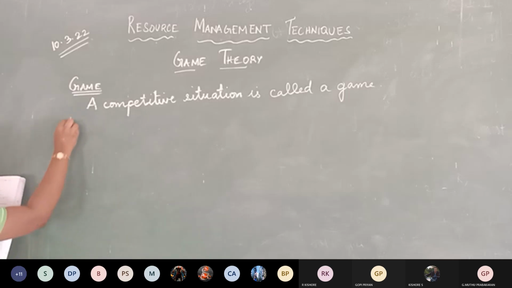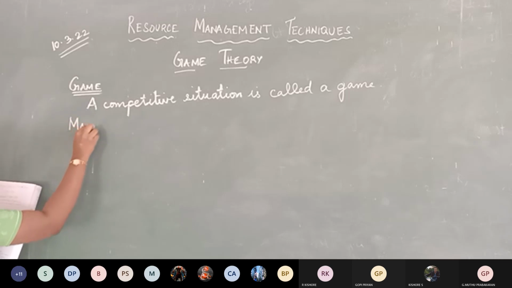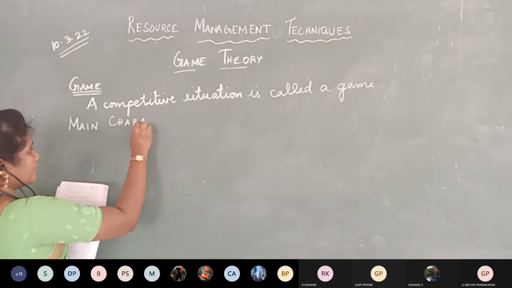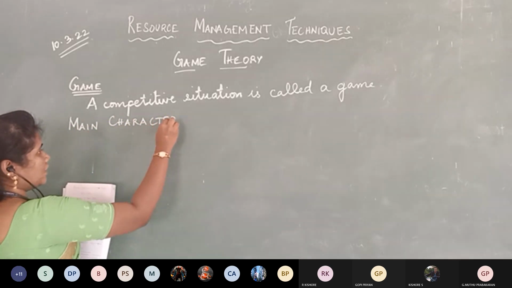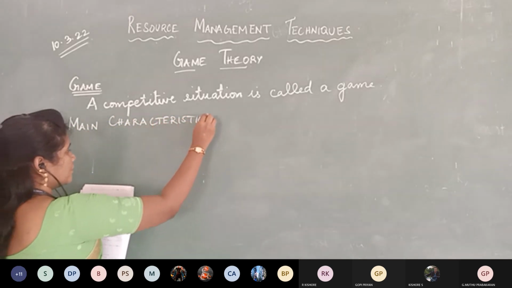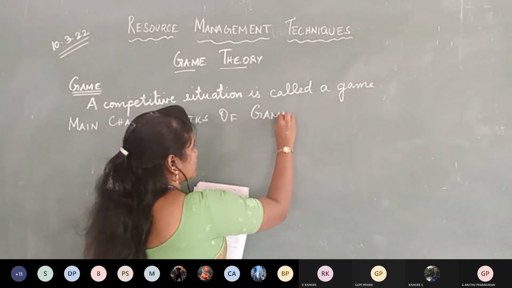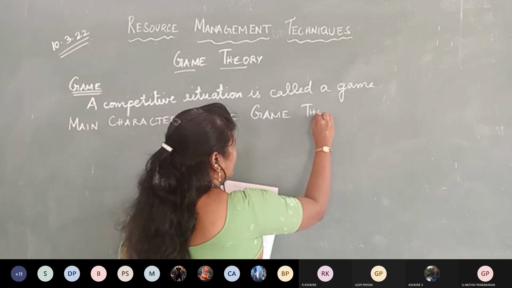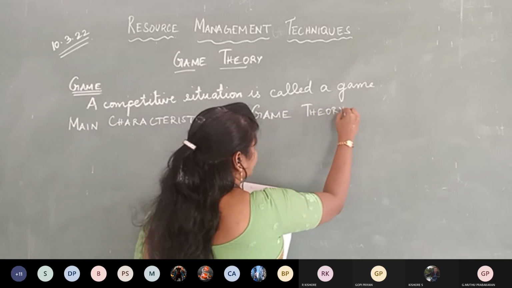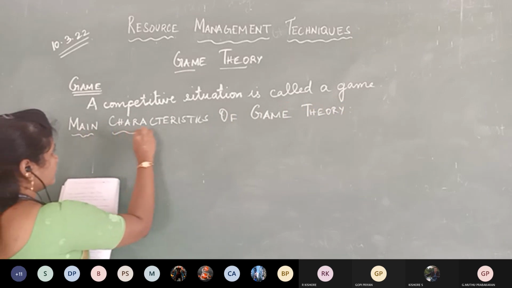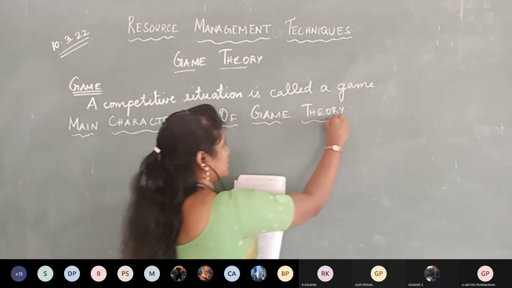Then the main characteristics of game theory. You have some characteristics of game theory. They can ask you in 2 marks. There are actually 5. I will write it.